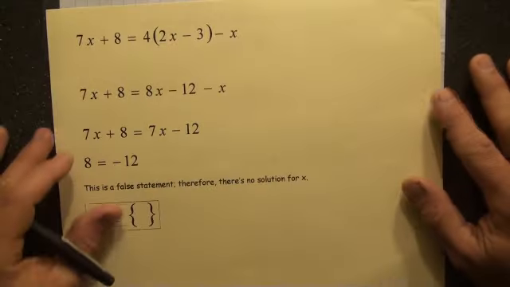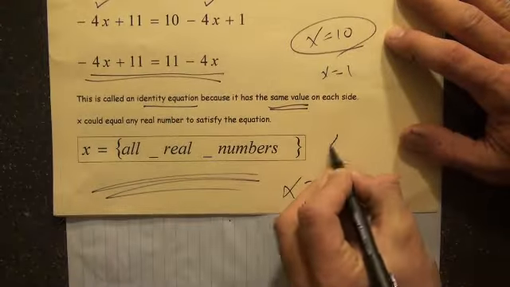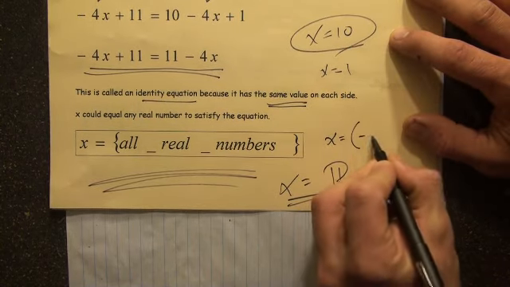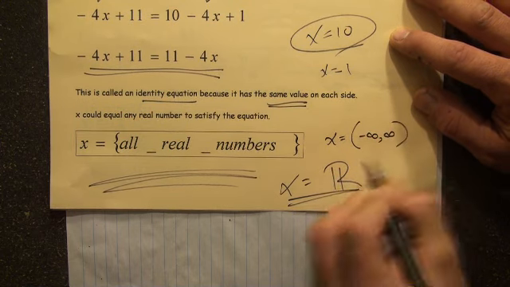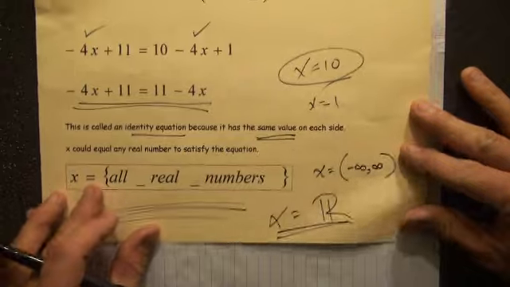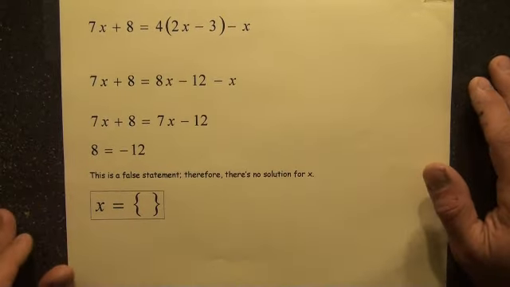You'll also see it in interval notation. All real numbers means negative infinity to positive infinity. Means any number between negative infinity and positive infinity. That means all real numbers, obviously, also. And this is a special case number 2.